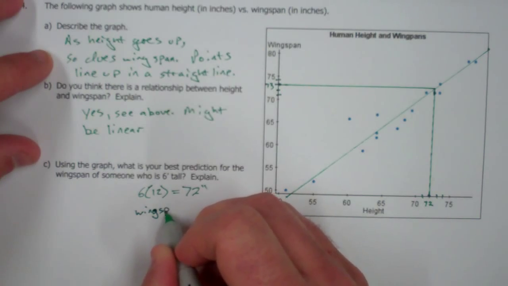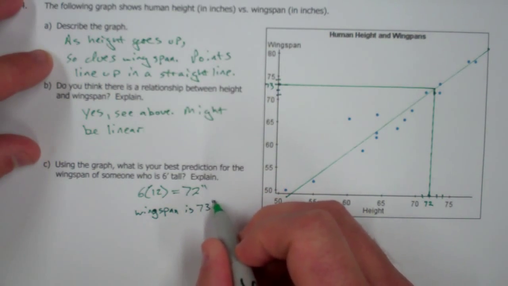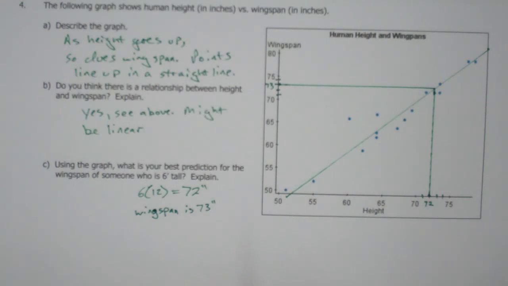Wingspan is 73 inches. That's a prediction. Doesn't mean that's actually going to happen. But you would predict their wingspan to be about 73 inches. Very close to that 72.